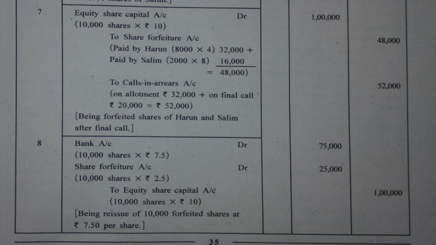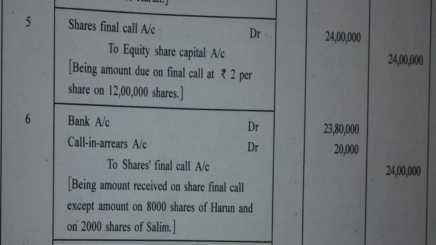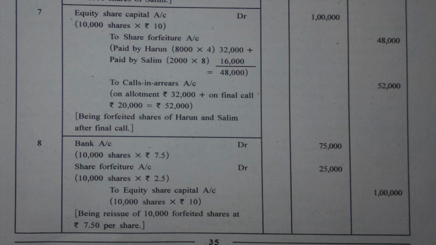48,000 is here. Yes? Then it is written to calls in arrears account. This is the amount that is not received by the company, and you can directly obtain this amount from this journal entries. 32,000 plus 20,000. See, 32 plus 20, 52,000.